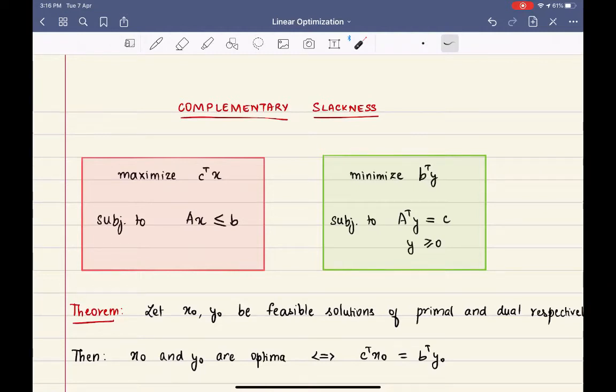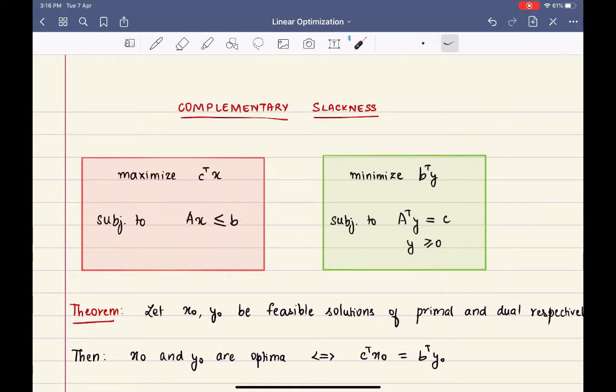Hello, today we will see yet another relation between primal and dual, which comes in quite handy in solving some combinatorial optimization problems. So we start with a preliminary theorem which says the following. Suppose x0 is a feasible solution of the primal and y0 is some feasible solution of the dual. Then x0 and y0 are optima if and only if C transpose x0 equals B transpose y0.